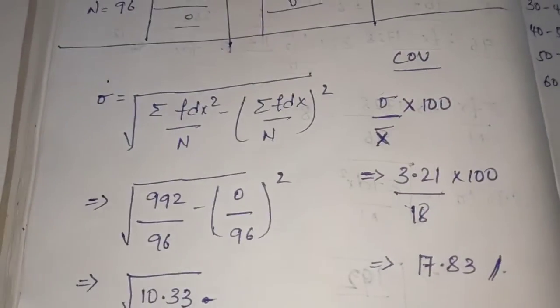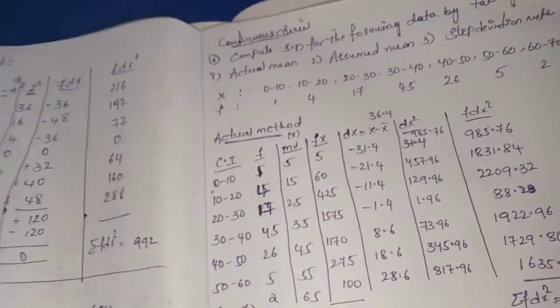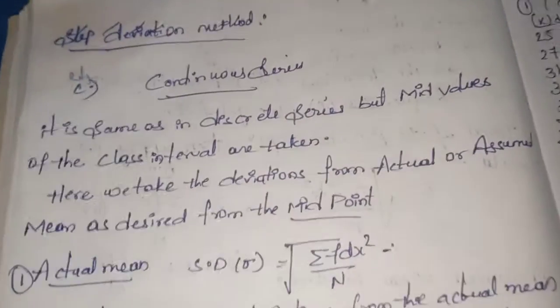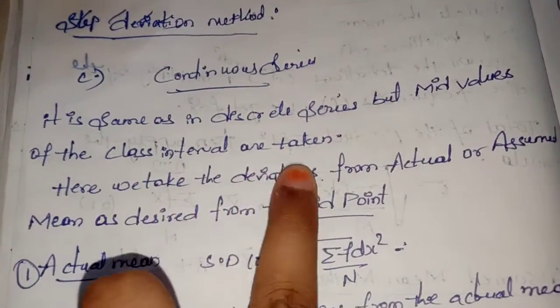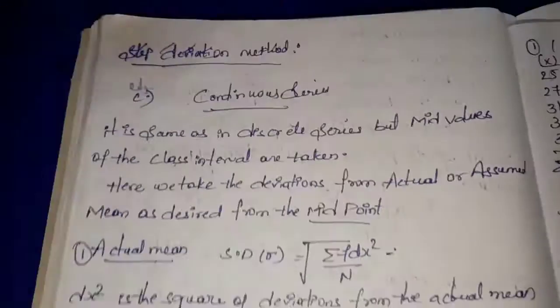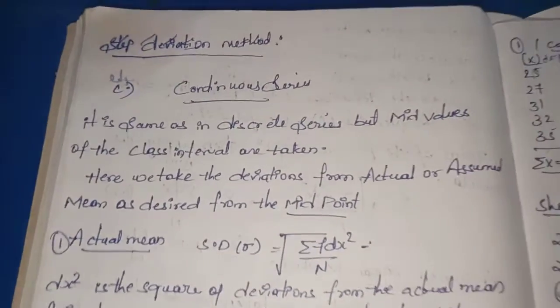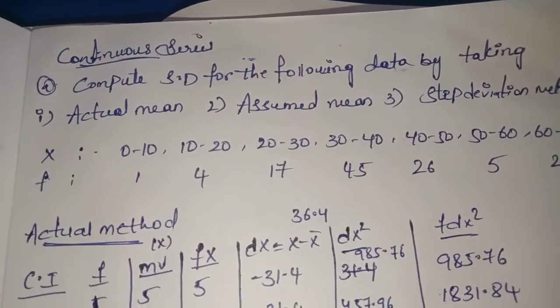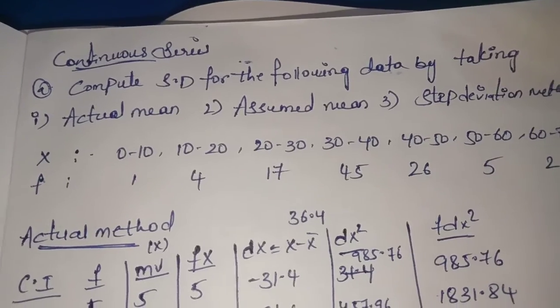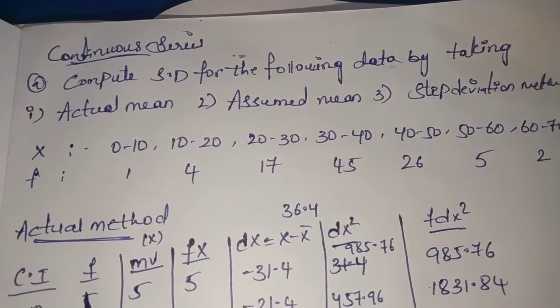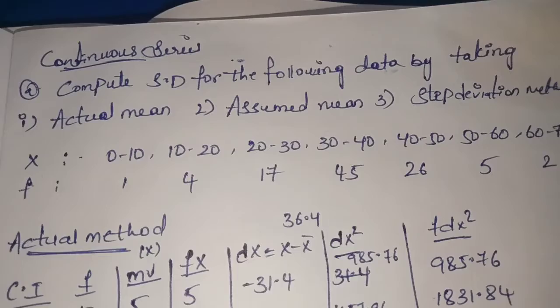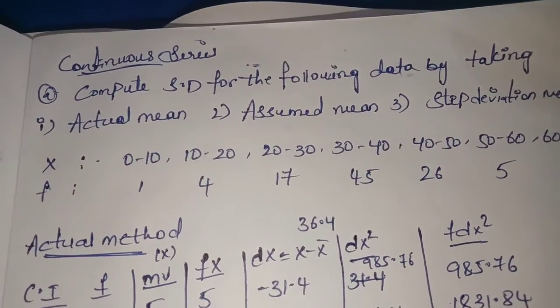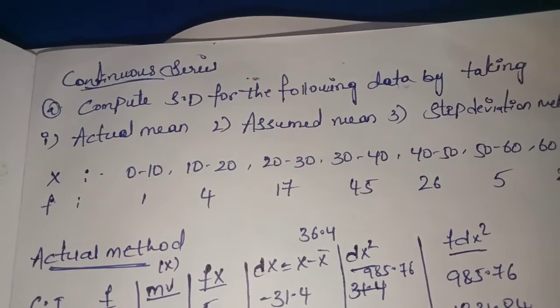Now let us move to the continuous series direct method. As I told you earlier, continuous series is the same as discrete series, but mid values of the class interval are taken. So in continuous series, mid values will be taken as x values. Now let us see. Compute standard deviation for the following data by taking actual mean, assumed mean, and step deviation method. So in this question we have to follow the actual mean method, assumed mean, and step deviation.